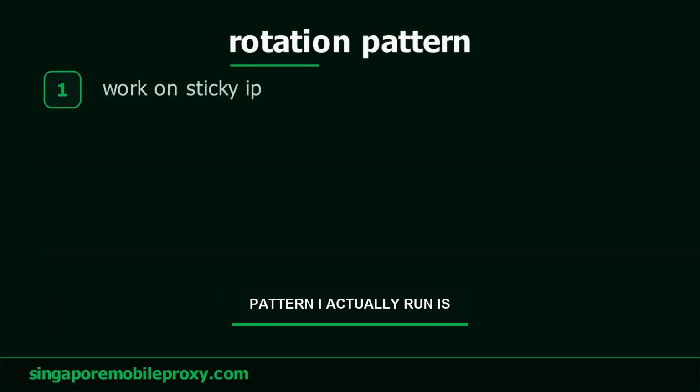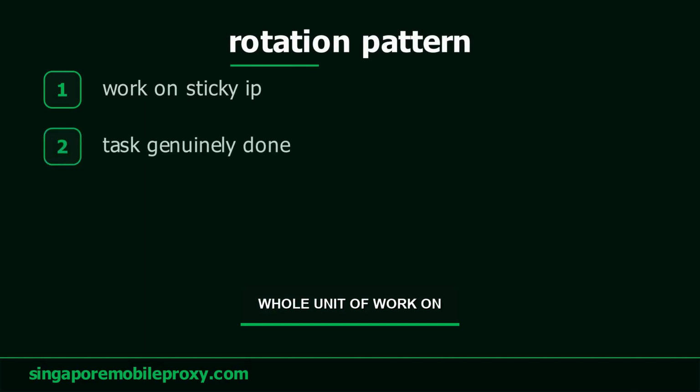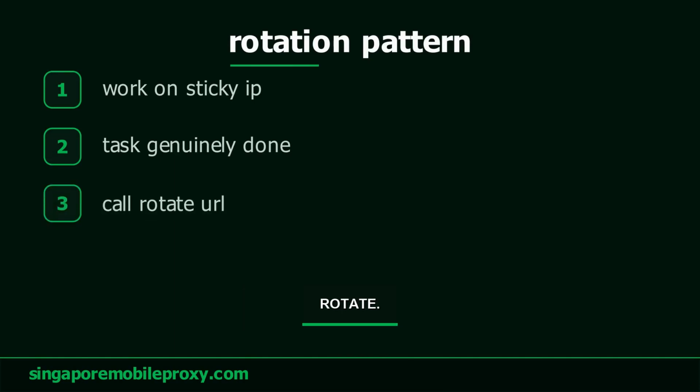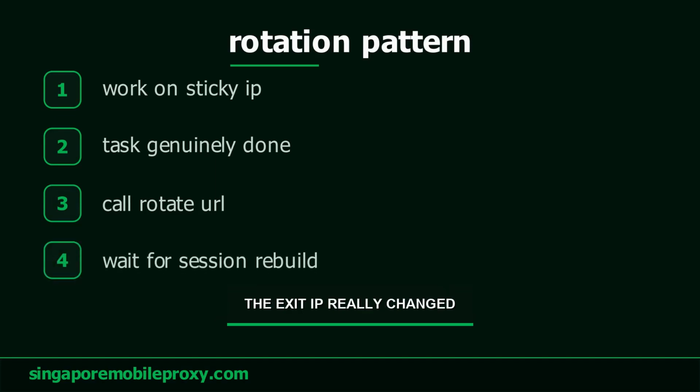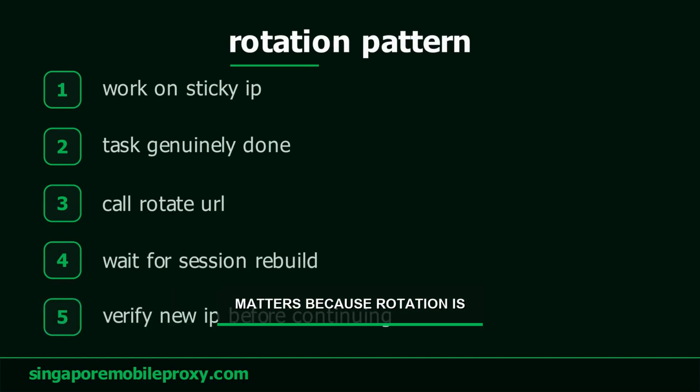So the pattern I actually run is simple to say and easy to get wrong. Do the whole unit of work on one sticky IP. When the task is genuinely done, call rotate. Then, and this is the step you cannot skip, confirm the exit IP really changed before you continue. That confirmation matters because rotation is neither instant nor guaranteed.